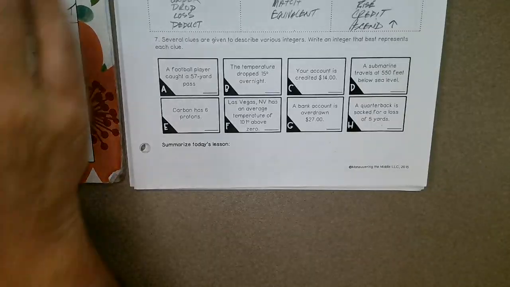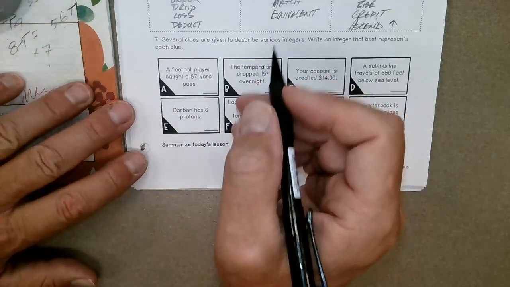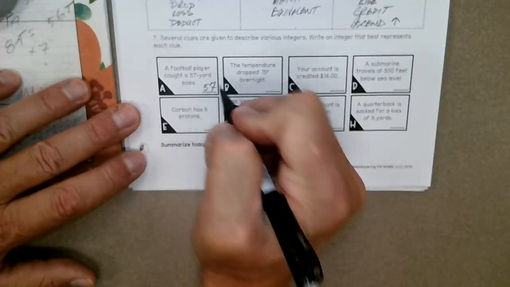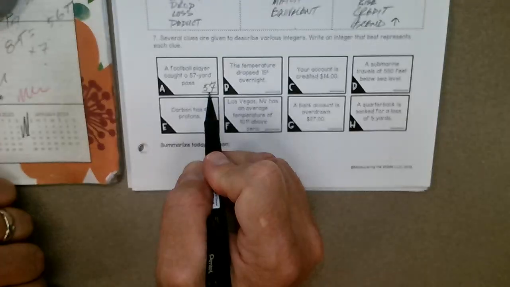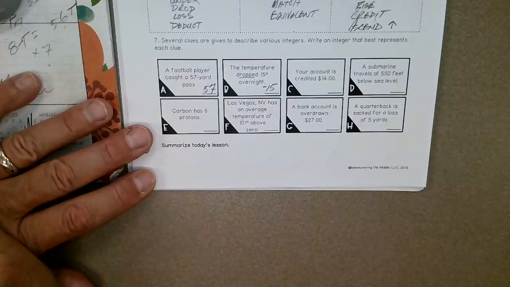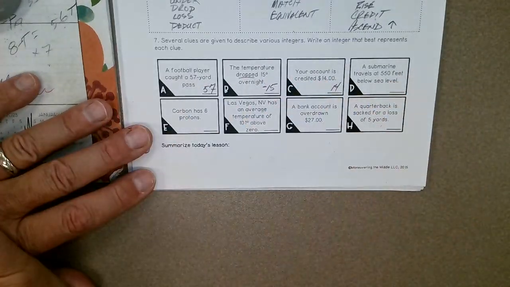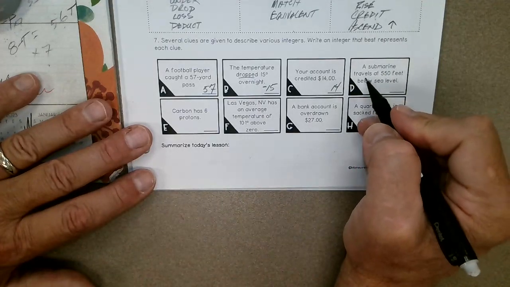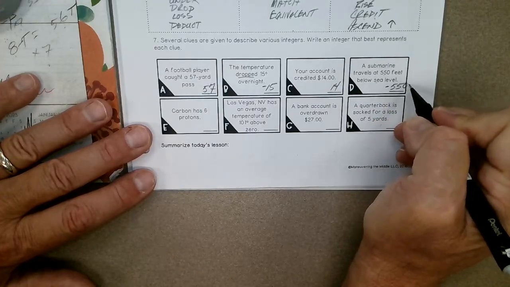Last piece here. A football player caught a 57-yard pass. Well, 57 is a positive. Now, we don't write plus 57. We assume that it is a positive. The temperature dropped, -15. Your account is credited $14. Credited is a positive. All right. A submarine travels below sea level. 550 feet would be negative. Boy, that's deep. Okay.